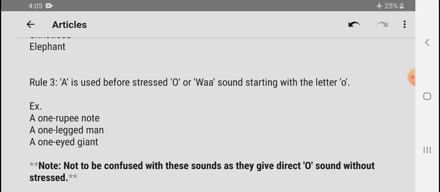Let's quickly go to rule number 3, that's the last rule. "A" is used before a stressed O, or a "wa" sound, starting with the letter O. This is similar. O is a vowel sound, but rule number 3 says you would use "a" if the sound of O is stressed, and it is used with compound words as you can see in the examples. A one rupee note, a one-legged man, a one-eyed giant. In these you can see the sound O is stressed: "wa", one rupee, one-legged, one-eyed. It is not "on leg", "on rupees". It's not like that.